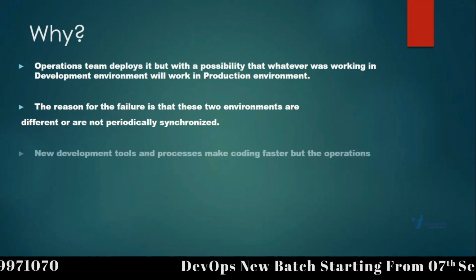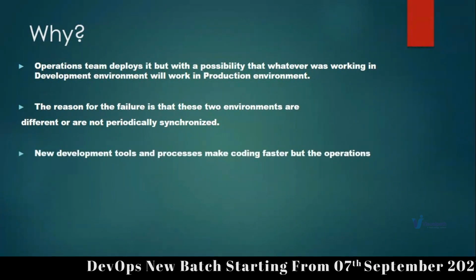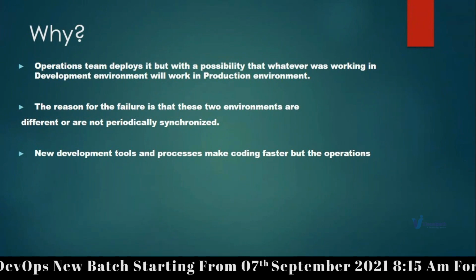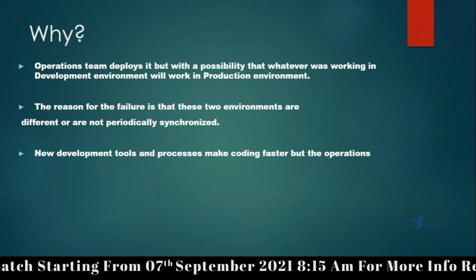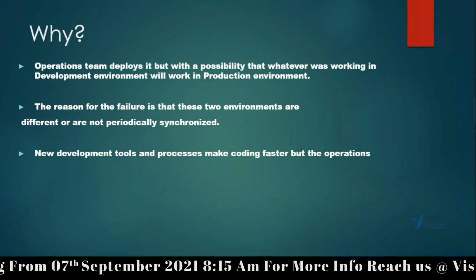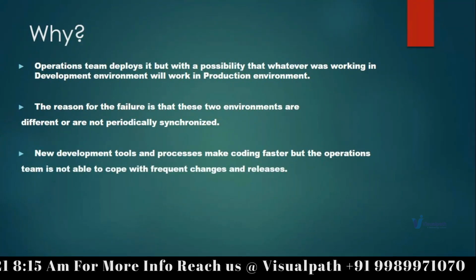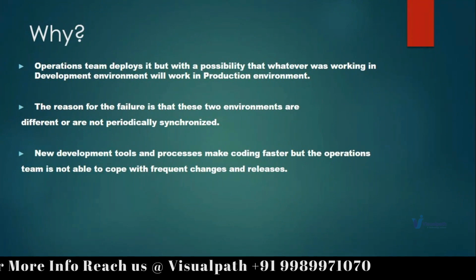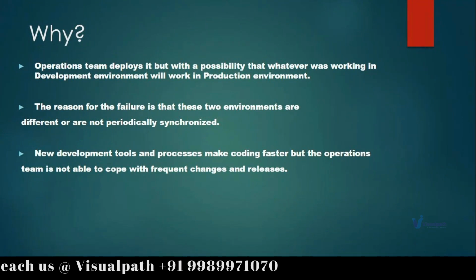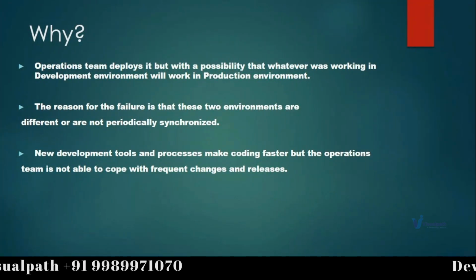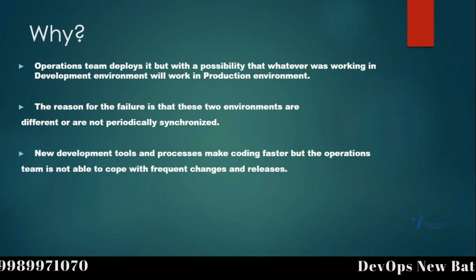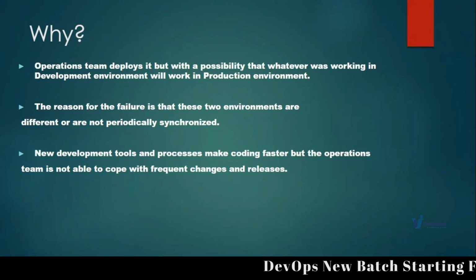That's one reason. The other reason is that the new development tools and new processes like Agile and Scrum are making development very fast, but the operations team is not able to cope with these frequent changes. Today is a fast moving world. A new feature gets developed every now and then, right? But the operations team is not able to cope with that, and why they are not able to cope, we'll come to that in a moment.